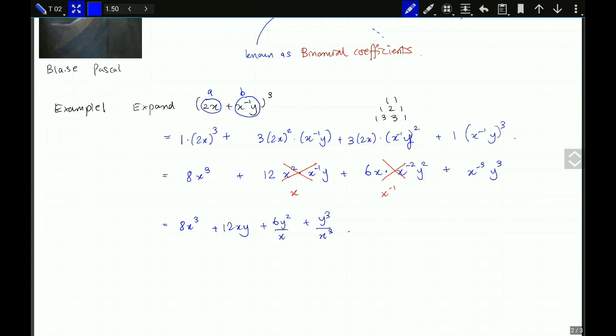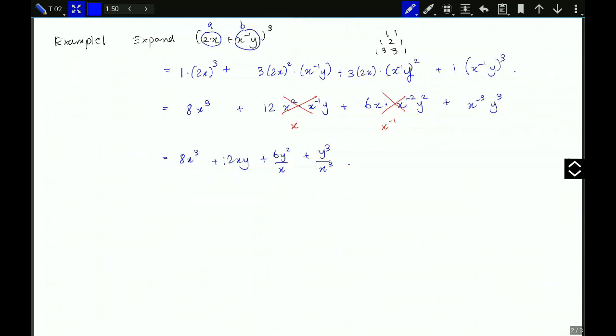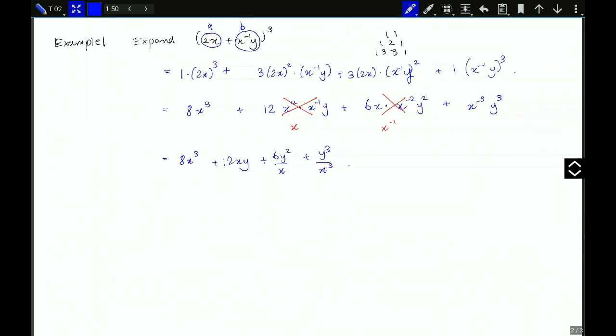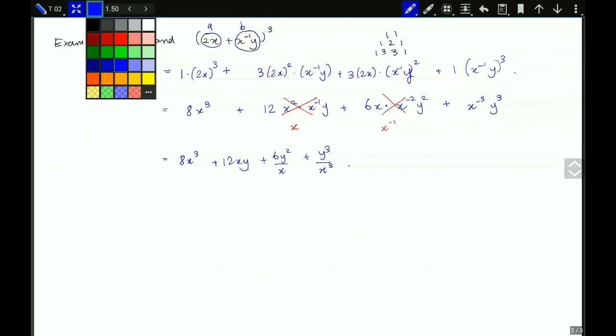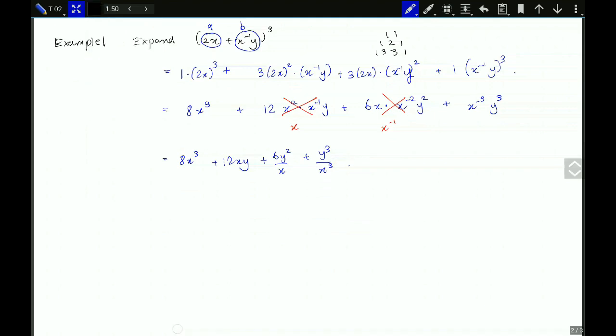So that's the section on multiplication. Let's move on to long division of polynomials.